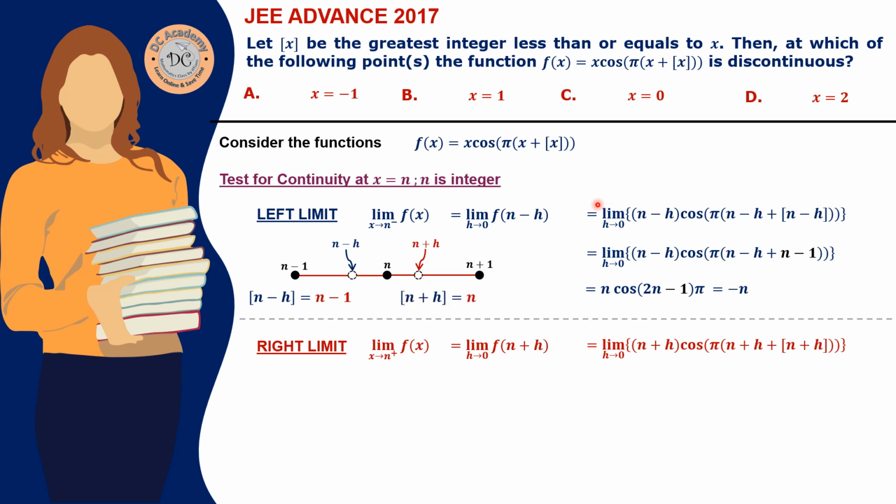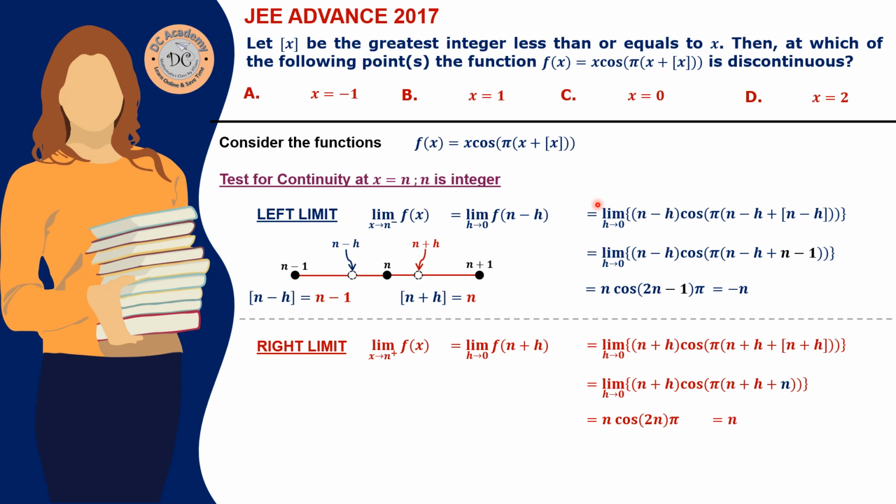That will be n. So here n plus h greatest function will be equal to n, and therefore our limit will become cos 2nπ. So n cos 2nπ became our right limit. Using the same logic, cos 2nπ will be equal to (-1) to the power 2n, which is an even number, hence it is n.